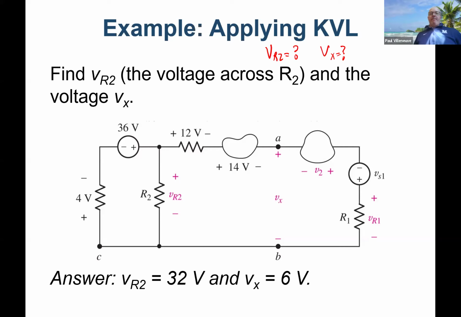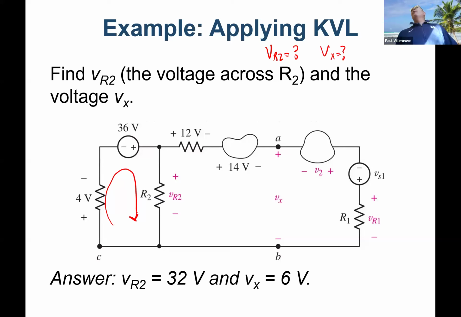36 volt source, R2, and the 4 volt there. There's a loop, yeah, right here. This is a loop, isn't it? It's a closed loop, so I can do a KVL around that closed loop.